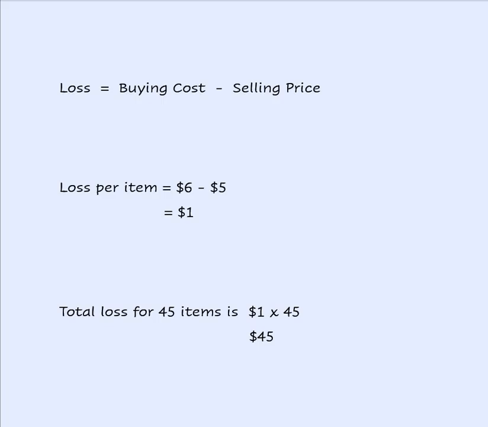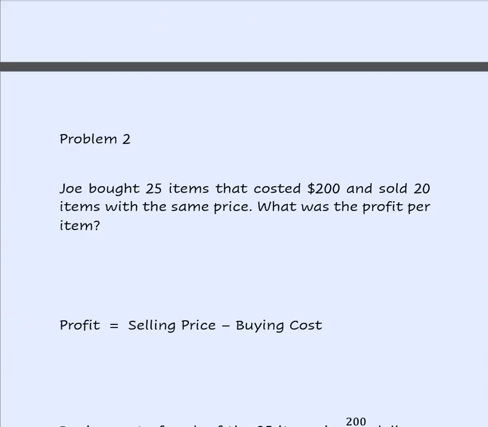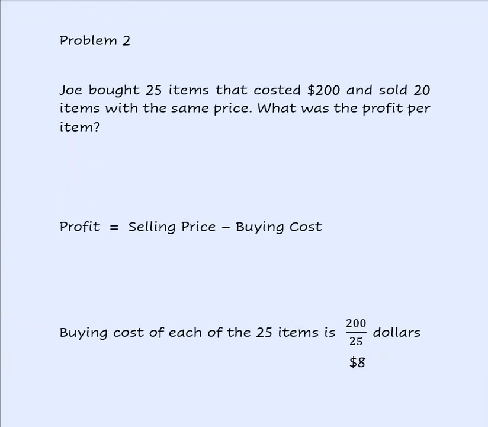Let us move to the next problem, which is problem number 2. Problem number 2. Joe bought 25 items that cost $200 and sold 20 items at the same price, that means $200. What was the profit per item?